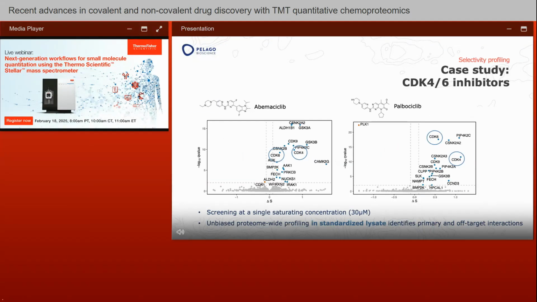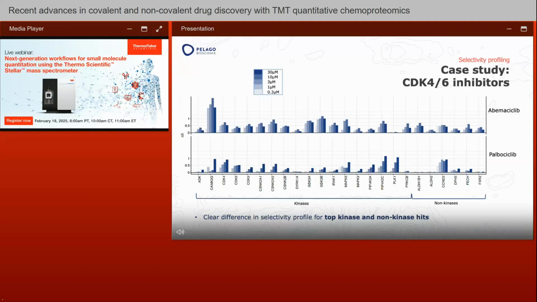A few more examples of what it can be used for and how the data can be viewed. For instance, here we profile 2 known CDK4/6 inhibitors, abemaciclib to the left and palbociclib to the right. We can clearly see stabilization of primary targets CDK6 and CDK4 by both compounds, as shown here. We can also see some off-target kinases being stabilized, in this case by abemaciclib.